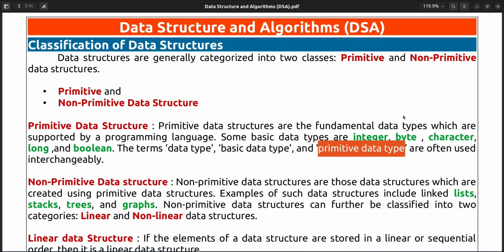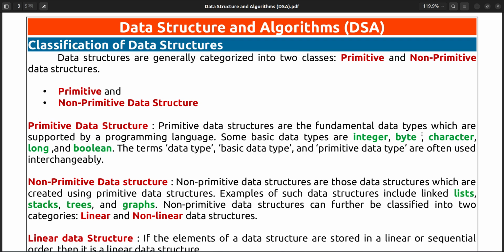What is non-primitive? Non-primitive data structures are those data structures which are created using primitive data types. Using primitive data types, you can create a structure, you can create another data type. Suppose I take an example in Java: Student s is equal to new Student. Now what is the type of data here? The type of data is Student.